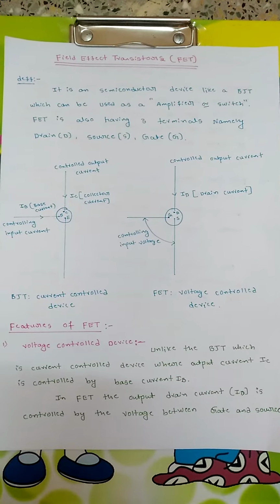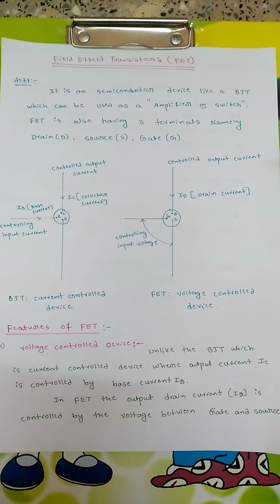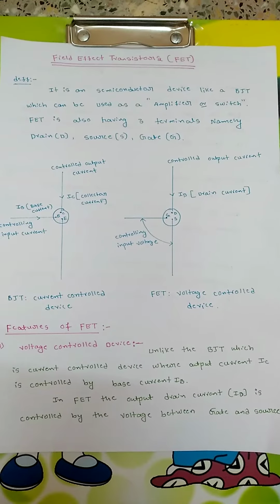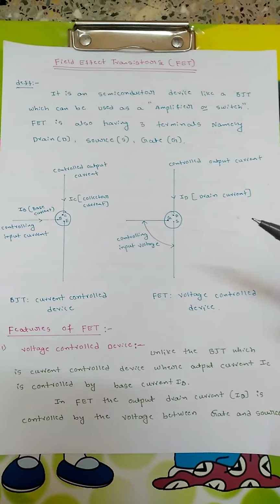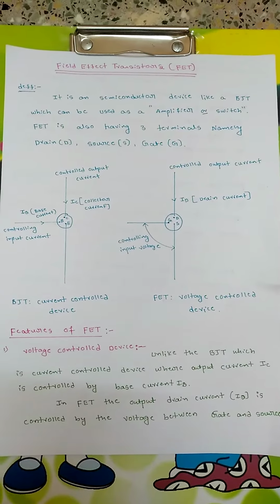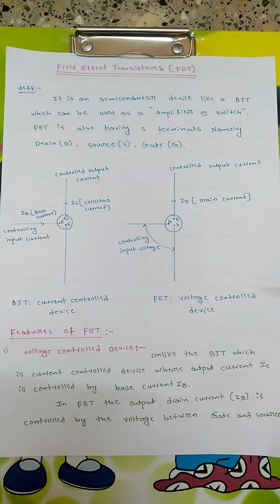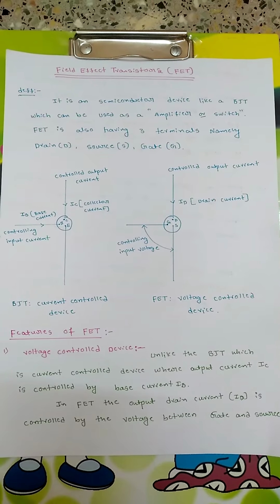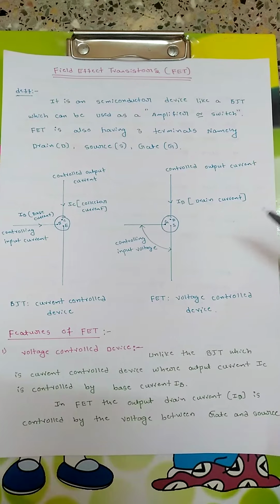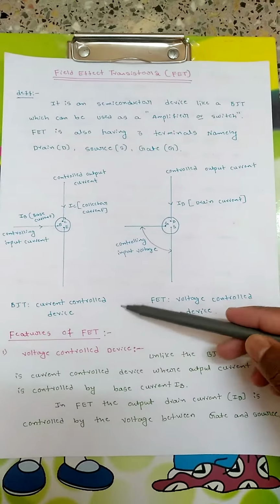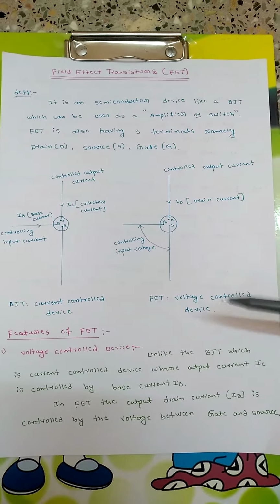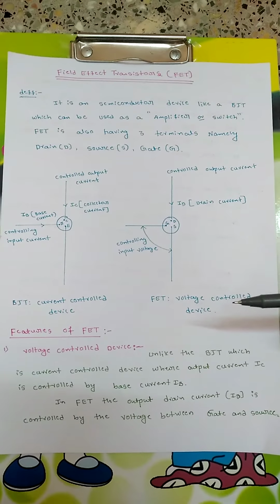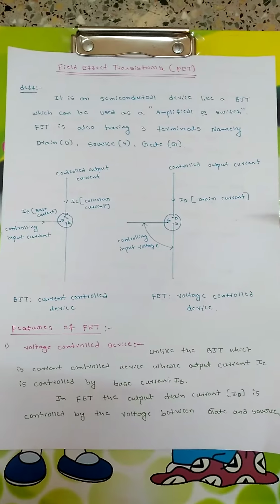First we will see the basic definition of field effect transistors. In transistors we know that there are two types. One is BJT, that is bipolar junction transistor, and another one is FET, that is field effect transistor. The basic difference between BJT and FET is that BJT is a current control device and FET is a voltage control device. Those concepts I will explain as we proceed in the video.